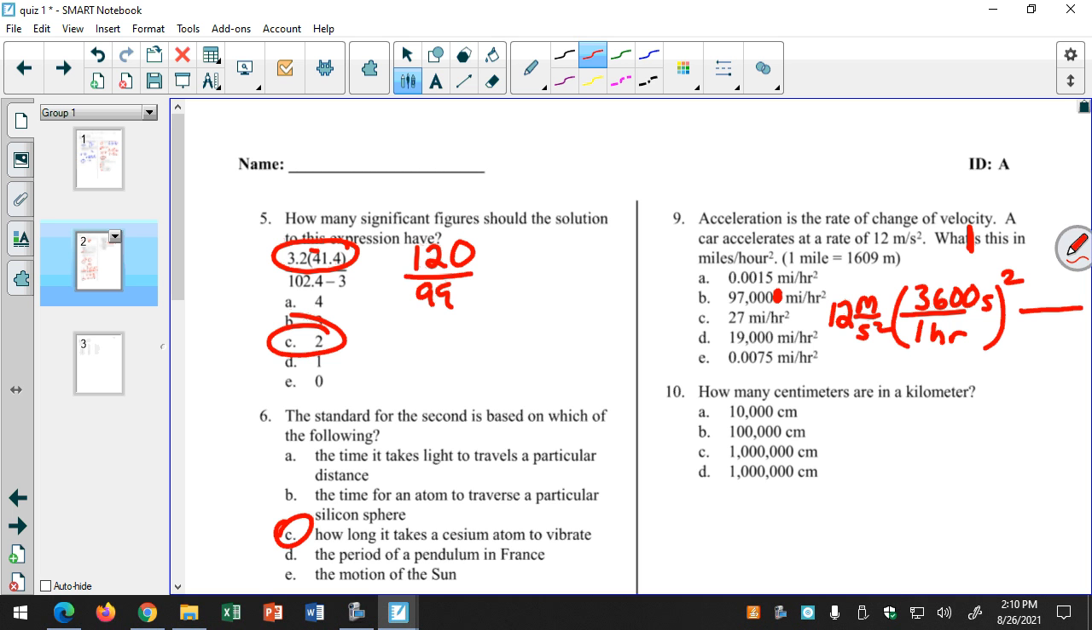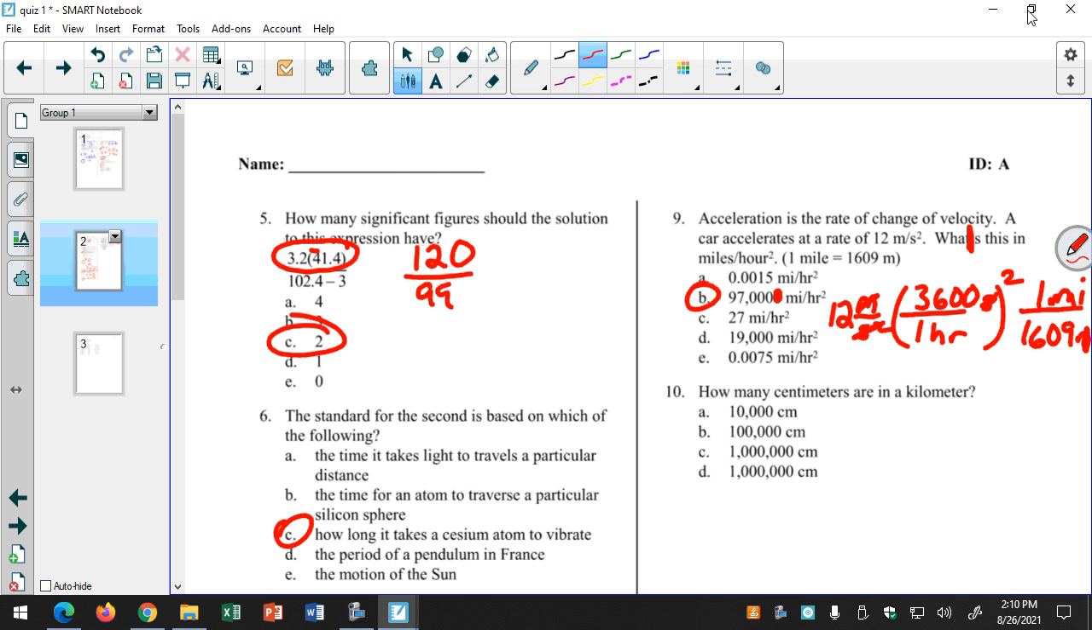And then meters to miles. So 1609 down here, and 1 mile, to cancel out the meters here, cancel out the seconds squared here, and leave me miles per hour squared. Oops, not D. Sorry. The answer is 97,000.